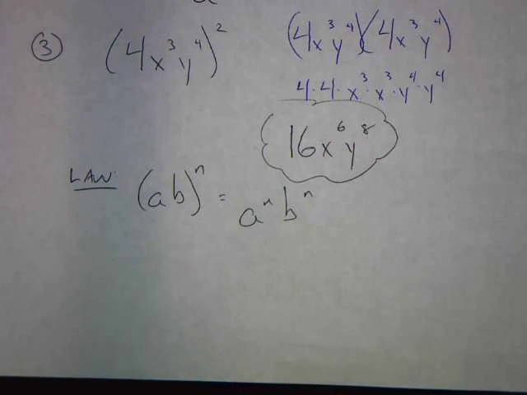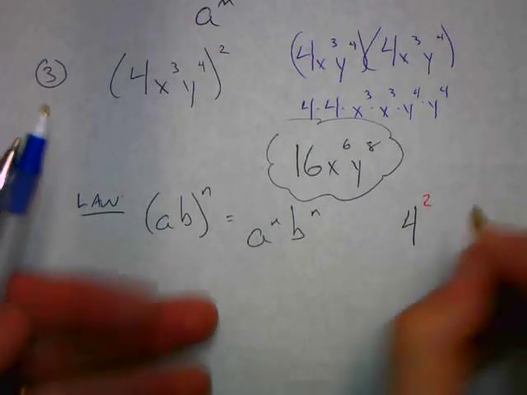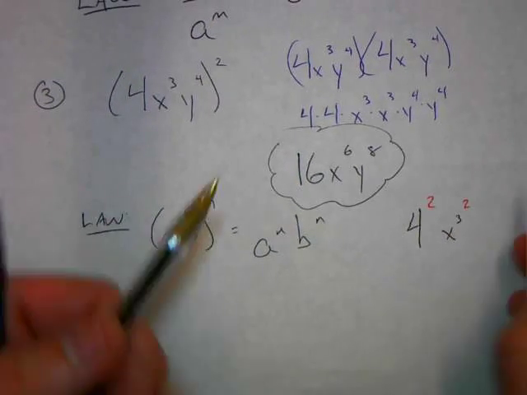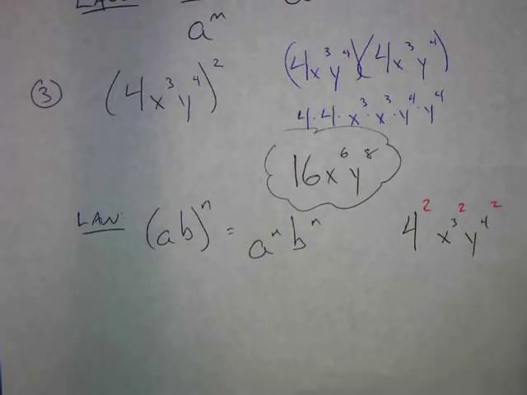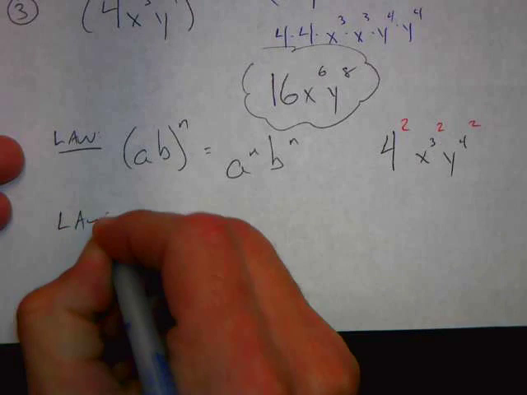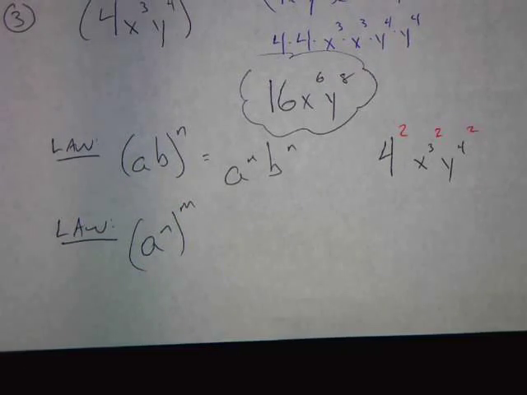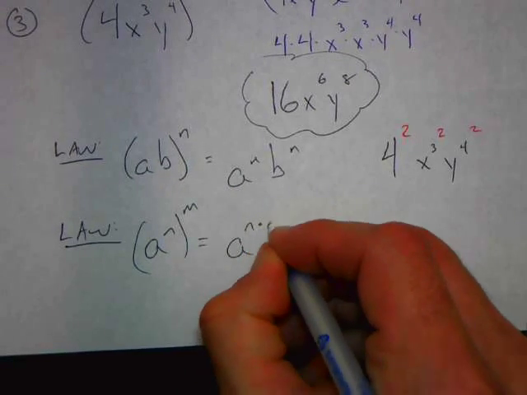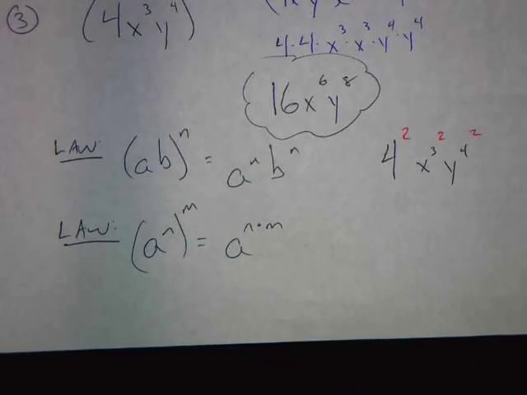So the first step we could have taken would be 4 to the second power, and then x cubed to the second power, and then y to the fourth to the second power. So we would have that law being applied. And then we would see a second law arising. If I had a to some power being raised to another power, a power being raised to a power, I could have a to the n times m. That's a neat law to know. But if you can't handle it, when in doubt, write it out.